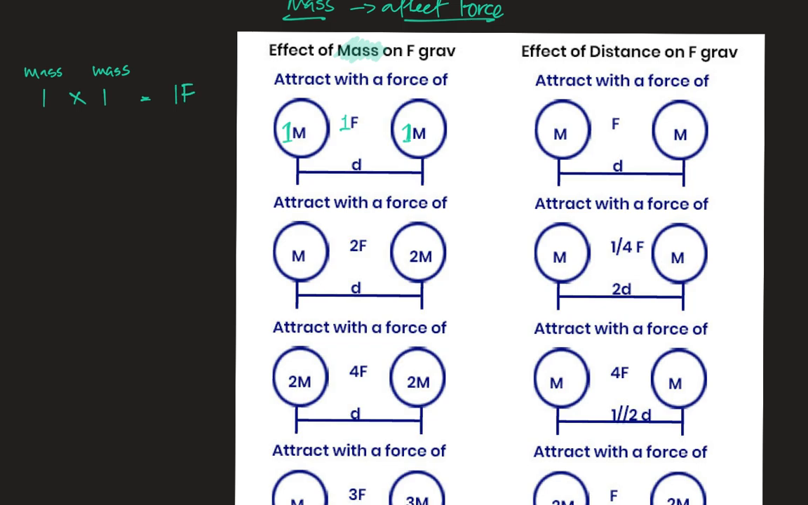In the second question, if I increase one of my masses to 2, so I double the one mass, all I'm going to do is say mass 1 times the second mass, which is 2, and that's going to give me twice the force. So if I double one mass, I'm increasing the mass, then it's going to be double the force.